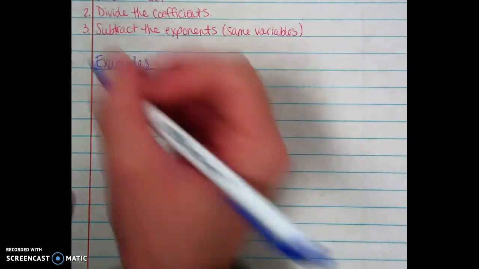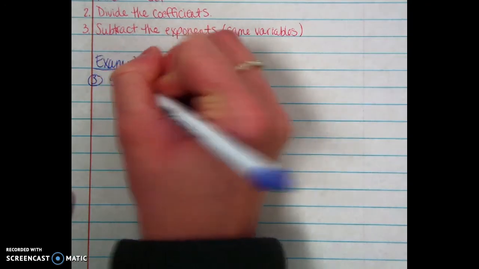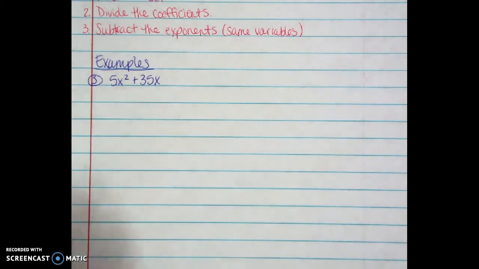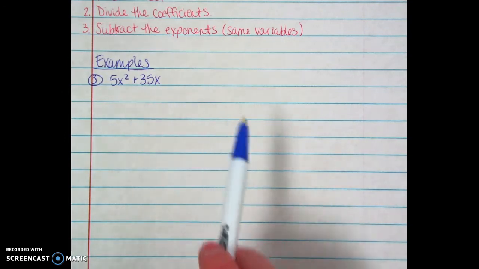Okay, this is number 3. I have 5x squared plus 35x. Okay, so first thing you need to do is find the GCF. The only thing that's really changed right now is that instead of writing the word and, I put plus. So that's the only thing.